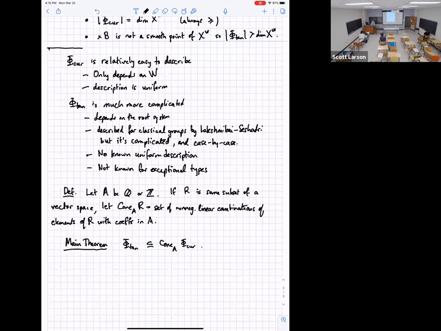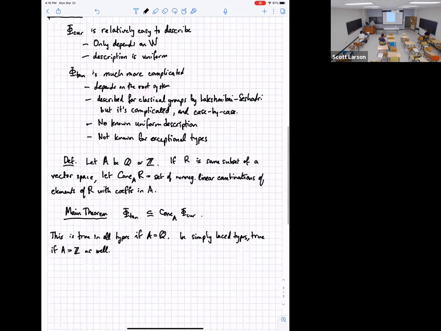And this is true in all types if A equals Q, and in simply laced types it's true if A equals Z as well. So that's the Z case. Of course, the cone with Z is a smaller cone than the Q cone. So if it's true for Z, it's true for Q. So the Z statement is the strongest statement.